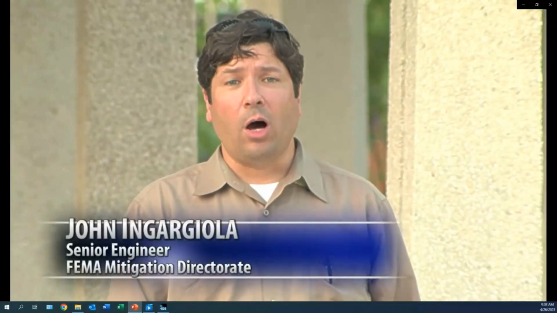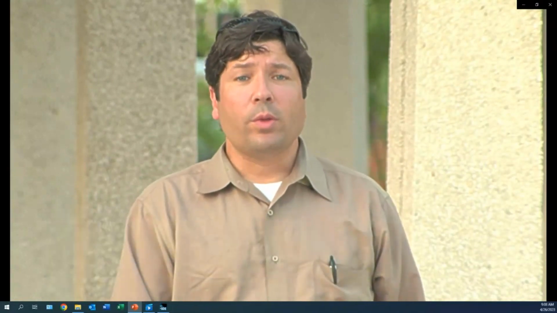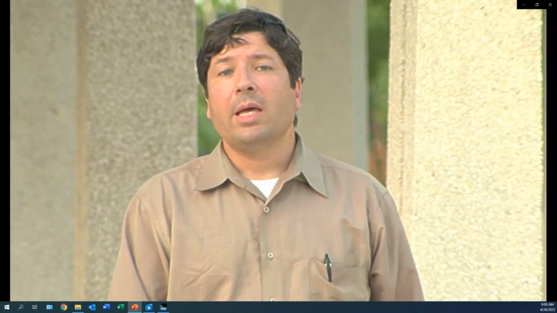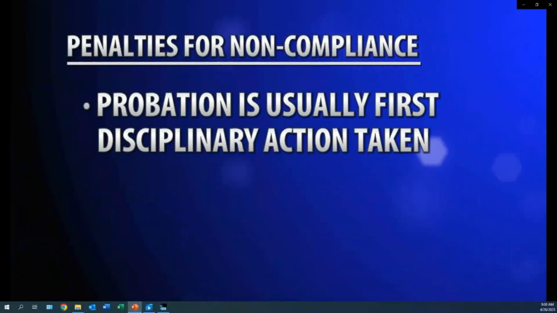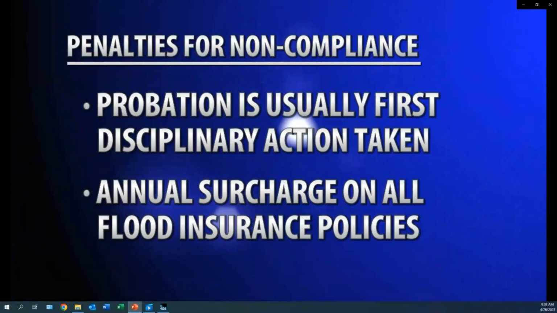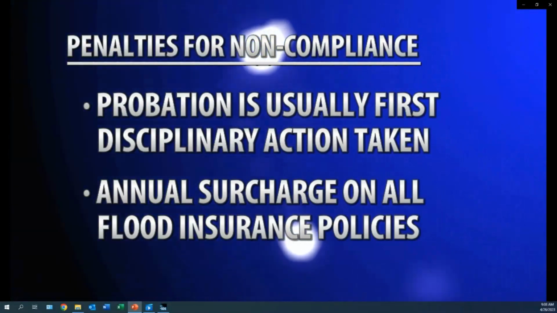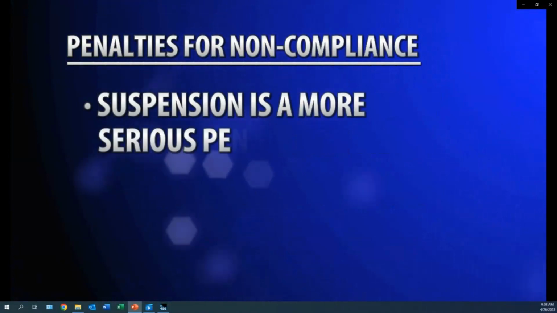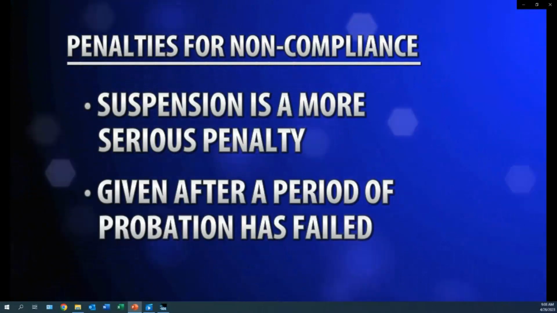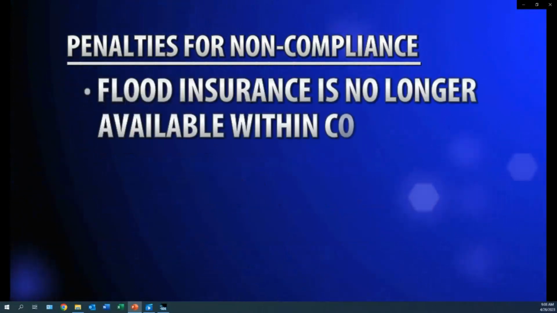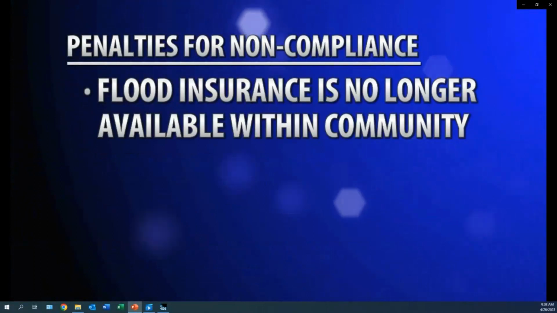If FEMA or the NFIP State Coordinator's Office determines that the community is not in compliance with the substantial damage provision, penalties may result. A penalty of probation is usually the first disciplinary action taken and results in an annual surcharge on all flood insurance policies within the given community. Suspension is a more serious penalty given after a probation period has failed to resolve a non-compliance issue. When a community is put on suspension, flood insurance is no longer available within that community.